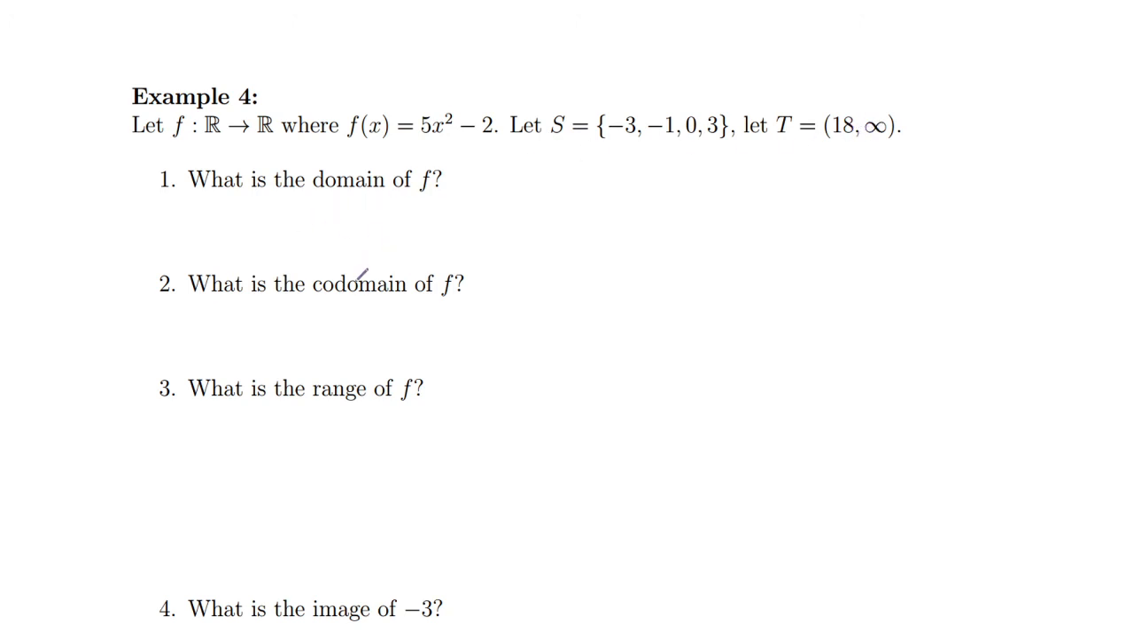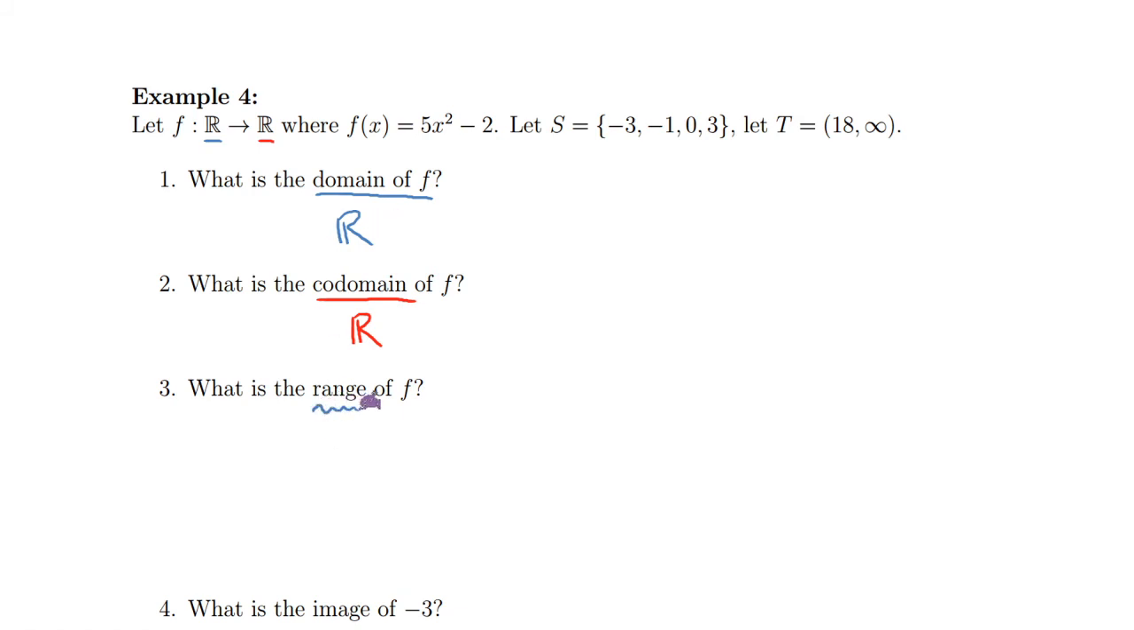Here is a series of questions asking about the definitions we just learned above. What's the domain of the function? The domain is where the inputs come from, so this is the reals. The next question is, what is the codomain? The codomain is where the outputs live, so that is the reals. And then the next question is, what's the range?